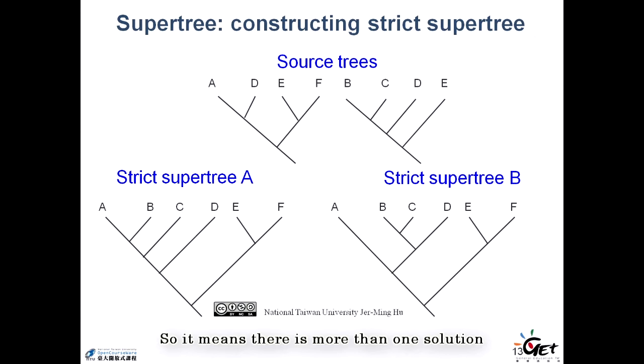So it means that there is more than one solution to get the supertrees eventually. If we can explore all the possibilities, we can make another consensus tree according to it, and see if there's competing data.